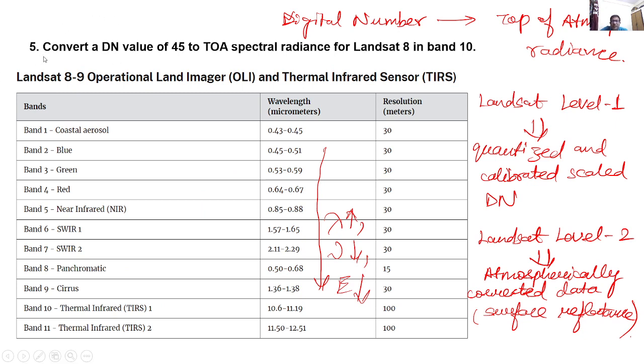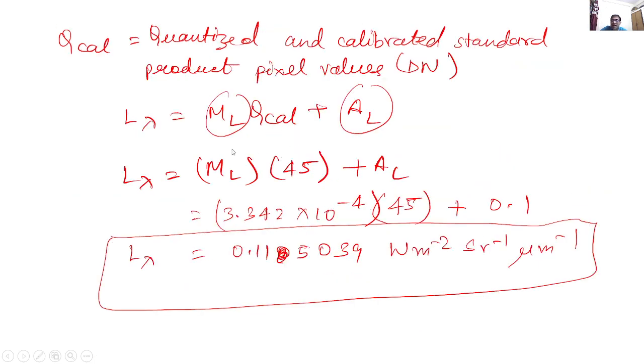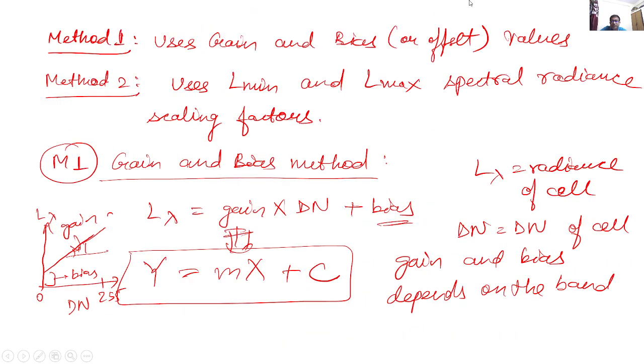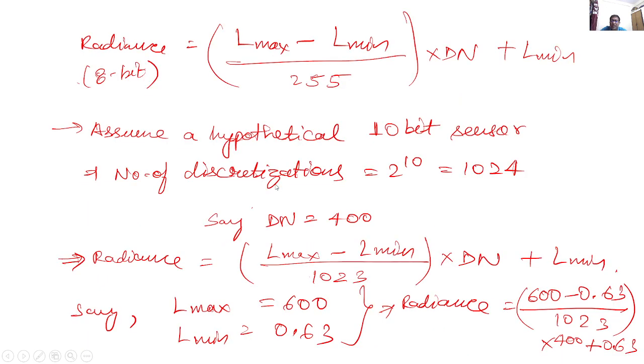Then the fifth question which we discussed was about the conversion of DN into the top of the atmosphere spectral radiance. We did it using this gain and the bias concept. So this gain and the bias would depend on the bands also. These are already available in the metadata of the USGS Earth Explorer. So we can look at it and convert the DN into the top of the atmosphere spectral radiance. It's as simple as that. So this was the first method. The second method was to use Lmin and Lmax. So through that also you can find out the top of the atmosphere spectral radiance.